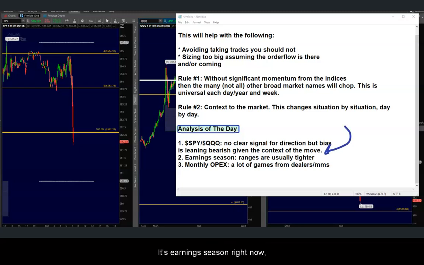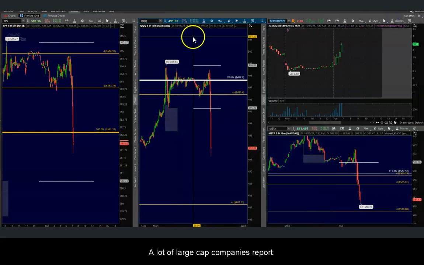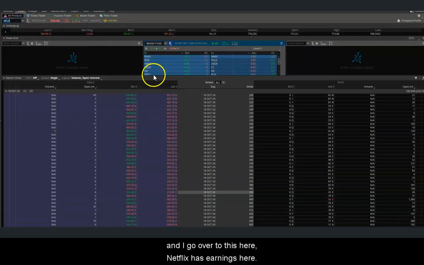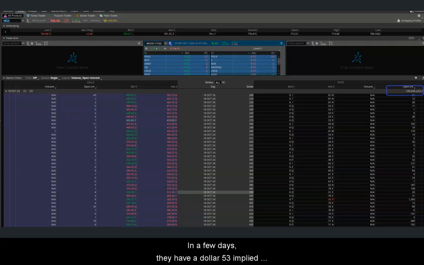It's earnings season right now, okay. Netflix reports, Taiwan Semiconductor reports, a lot of large cap companies report. If we look at Netflix, for example, and I go over to this here, Netflix has earnings in a few days. Okay, they have a $53 implied move on Netflix. This is a large cap company. Okay, if this earnings beats, it likely helps the market. If it doesn't, it drops the market.